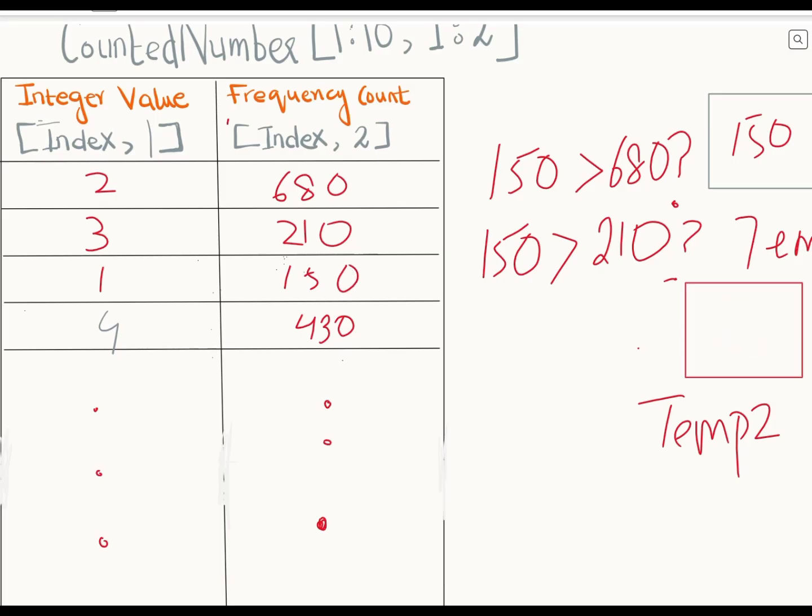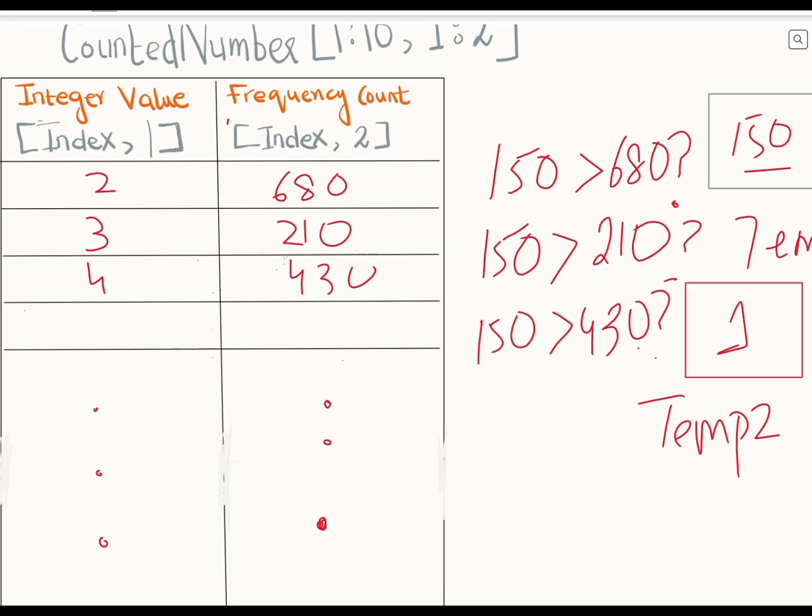Okay, now let's check for the next set of values, which is 150 and 430. Is 150 greater than 430? Obviously no, so we are going to swap it. First, we are going to store 1 and 150 in the temporary variable, 1 and 150. And then this position will be empty because it moved to the temporary variable. Now this place is empty, so we are going to make this move upward, and now this position will be empty, and we are going to take our temporary variables back into its place.